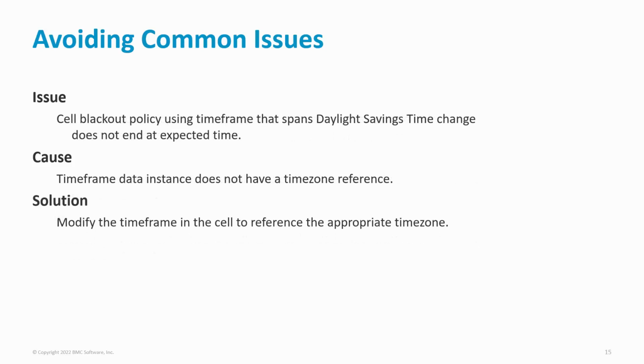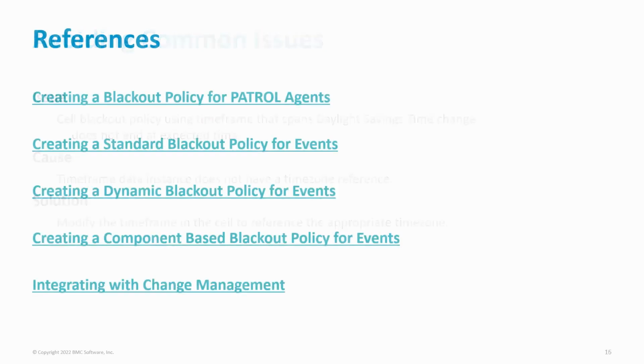If there is a cell event blackout policy, which is using a time frame and the time frame is active across the daylight savings time change, then the policy will not become out of schedule at the expected time. This is due to there being no reference to time zone in the time frame data instance. To resolve this, in the TrueSight Administrator console, go into Timeframe Editor, modify the time frame, and select the appropriate time zone. This references slide has doc links on creating the various types of blackout policies, as well as how to integrate with change management.